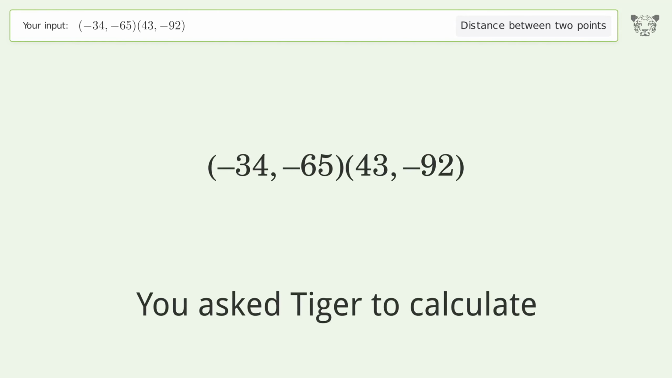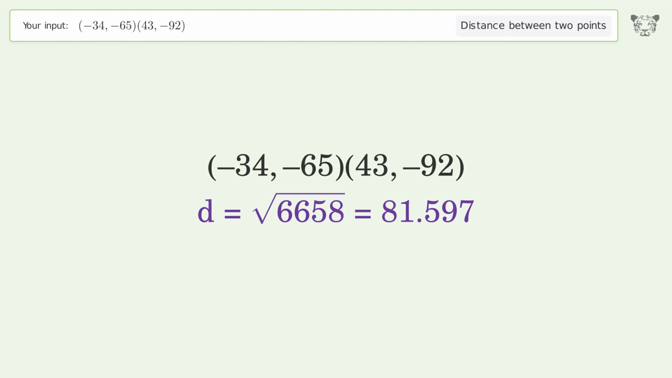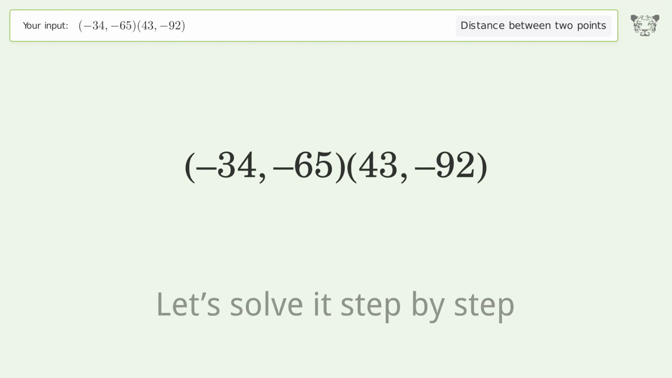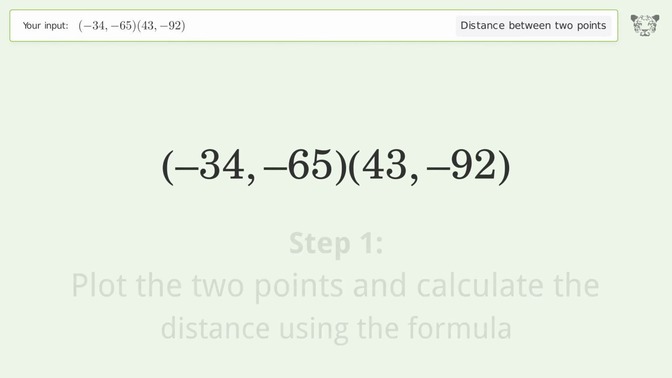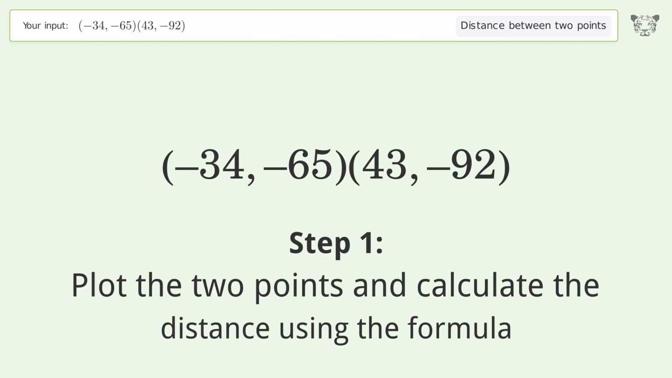You ask Tiger to calculate. This deals with the distance between 2 points. The distance between the 2 points is the square root of 6,658, or 81.597. Let's solve it step by step. Plot the 2 points and calculate the distance using the formula.